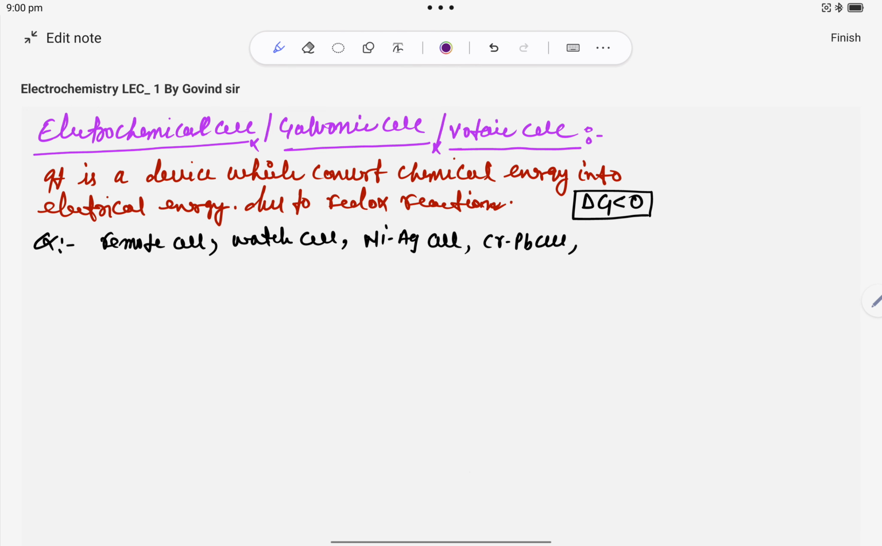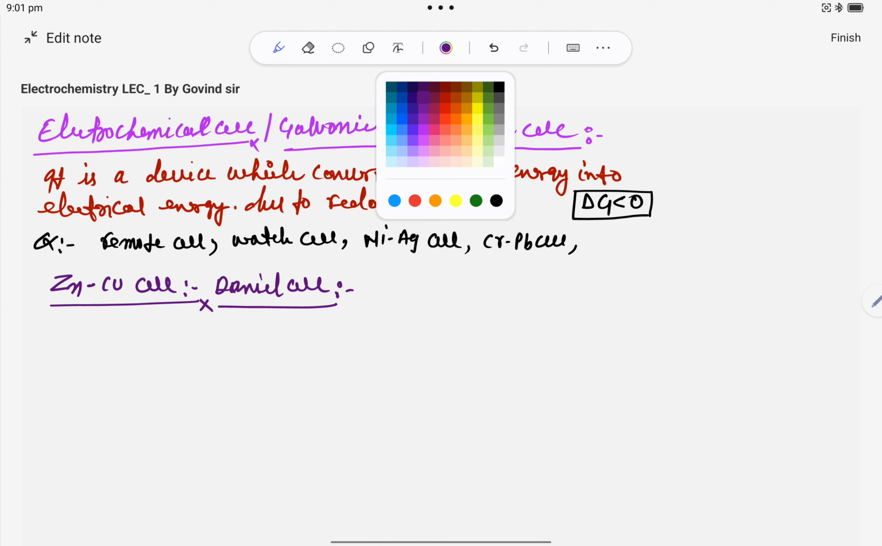In our syllabus, the cell is the zinc copper cell. It's called Daniel cell. So it is in our syllabus. We will construct this zinc copper cell, Daniel cell, and discuss all the parts of this electrochemical cell.